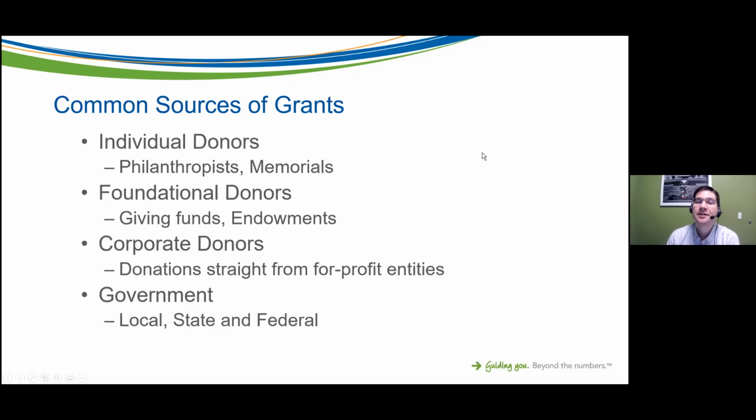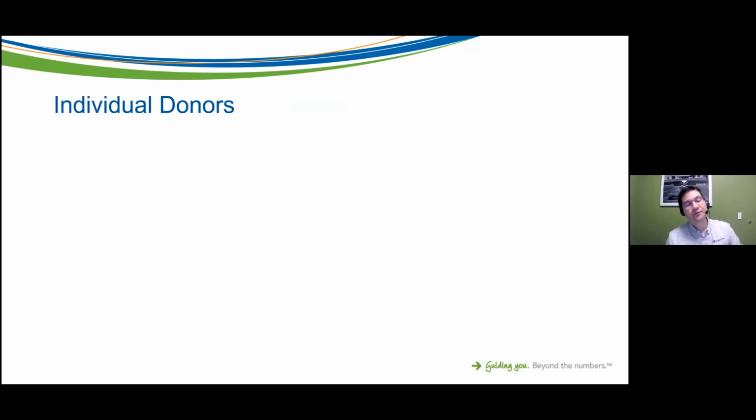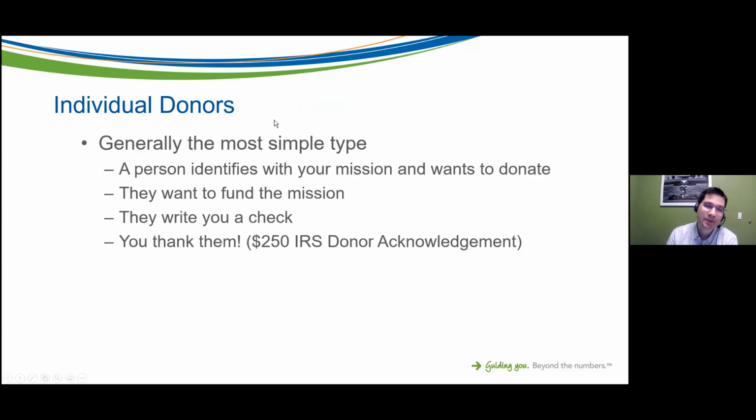And of course, government grants, local, state, federal, you name it. If there's a government entity, there's probably some funding to find. And government funding can be easy, difficult. The spectrum is wide ranging on that, and we're going to talk about that here in a little bit. So first, we're going to talk a little bit about the individual donors.